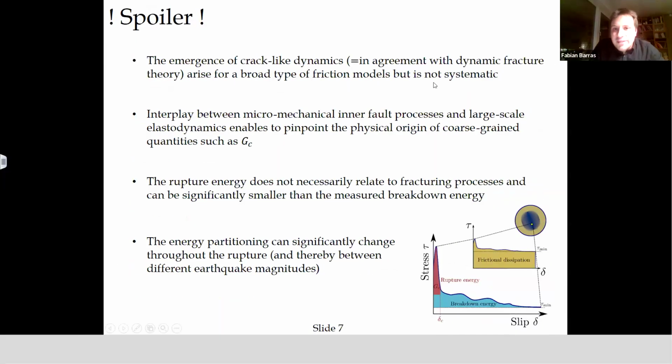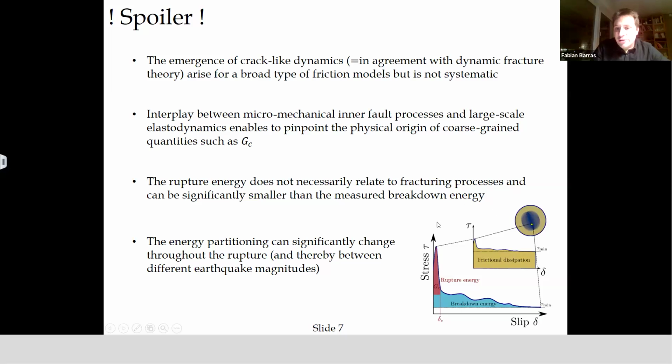Also, what is interesting is that this is not systematic. We will also see a case of rupture that propagates, but does not follow, or diverges from, the prediction of dynamic fracture theory. And what is interesting from this model is that from the interplay between the micromechanical frictional rheology and the large-scale elastodynamics, it is possible to pinpoint the physical origin of some coarse-grained quantities, such as the fracture energy, that will be useful to make predictions of the propagation of this rupture.